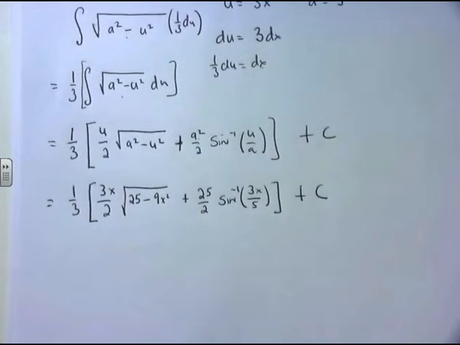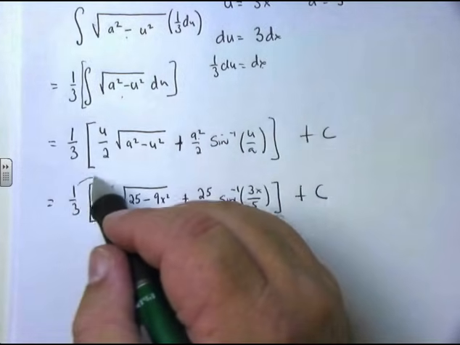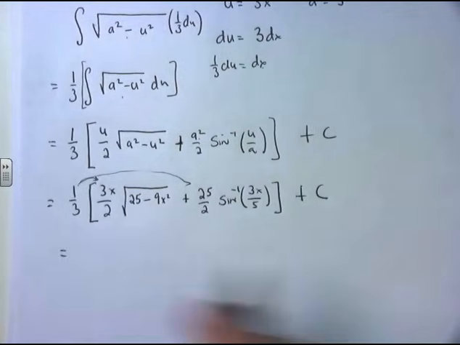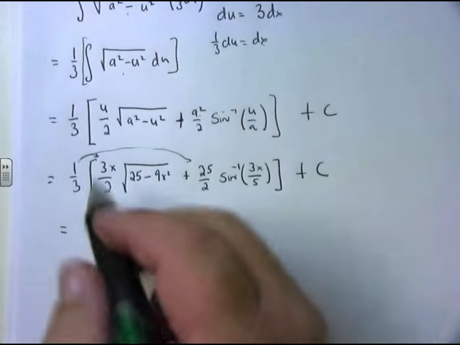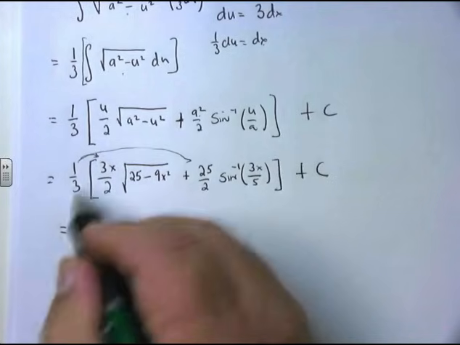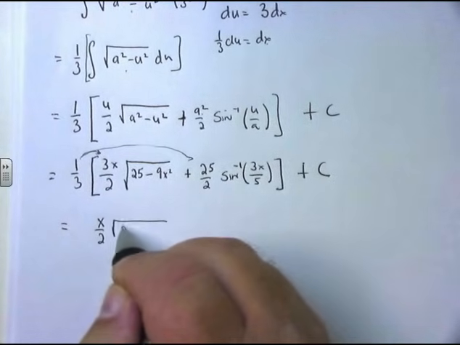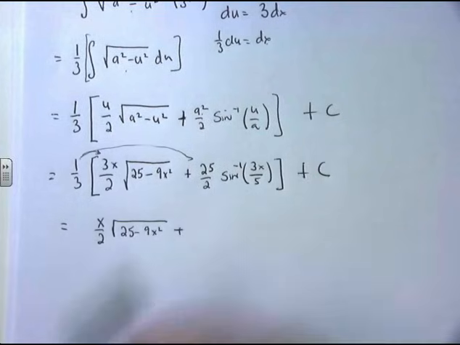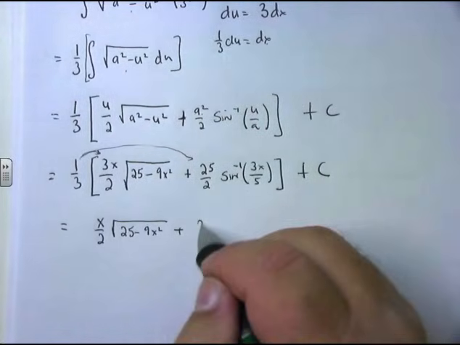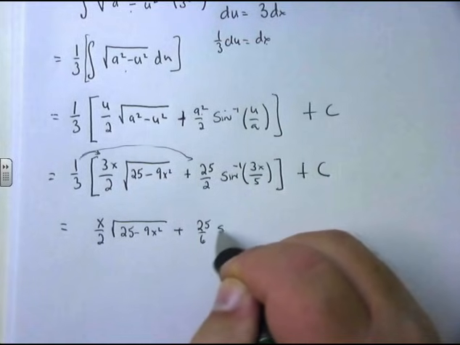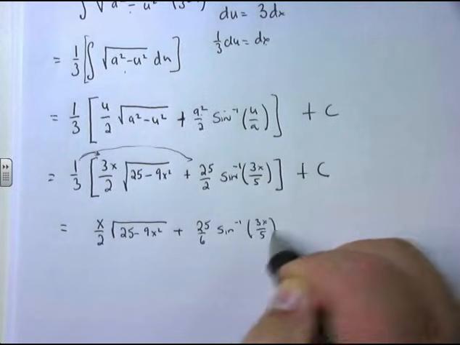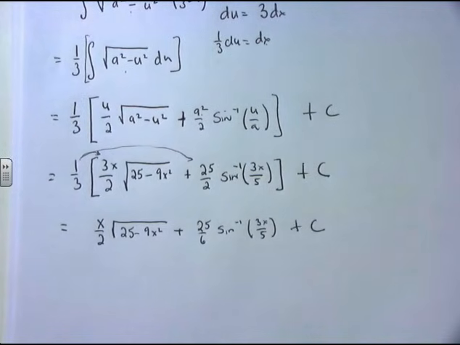And there's my solution, and the only other thing I could possibly do to clean this up is remember that 1/3 constant that was out front. You could distribute that and get the cleaned up back of the book version of this thing, which would be x over 2, because the 3's would have canceled, times the square root of 25 minus 9x squared, plus then you have to distribute 1/3 here. So this will be 25 over 6 times the sine inverse of 3x over 5 plus c.